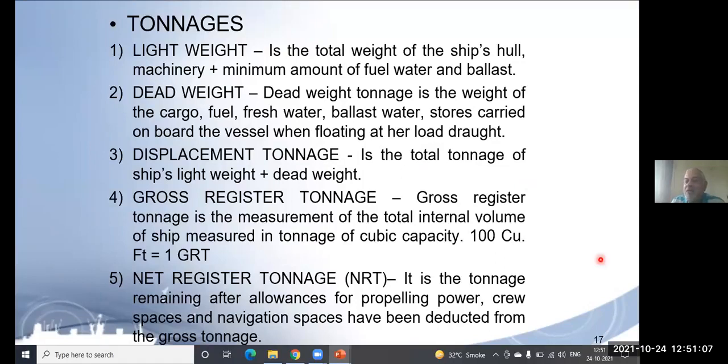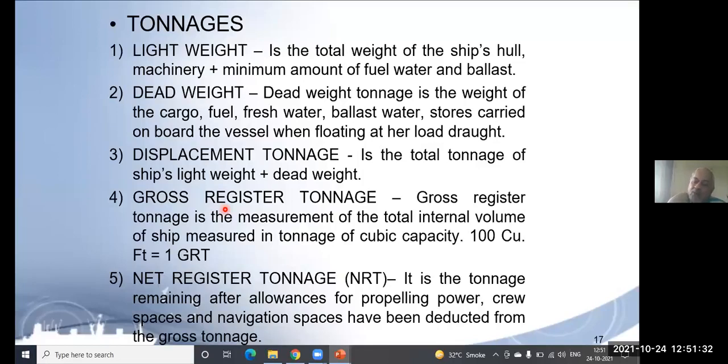Why I am saying actual weight, you will realize now. Next one, gross register tonnage. These are not actual weight now. This is something equivalent to weight. Okay, these are actual weight, 1, 2, 3. But the fourth one, gross register tonnage, is called GRT.